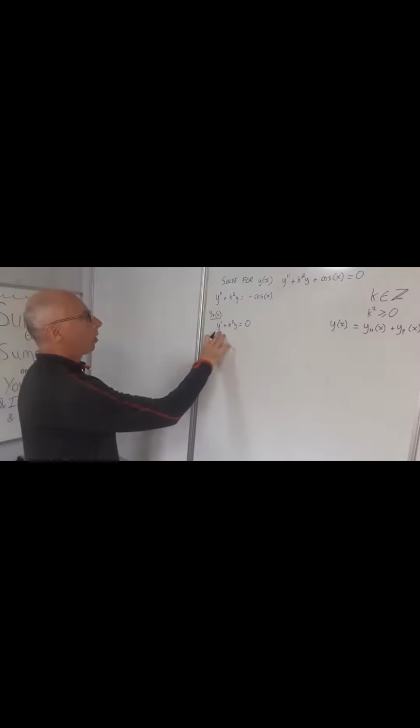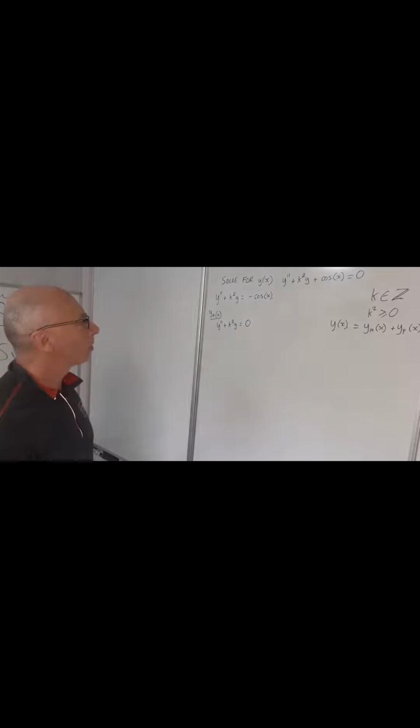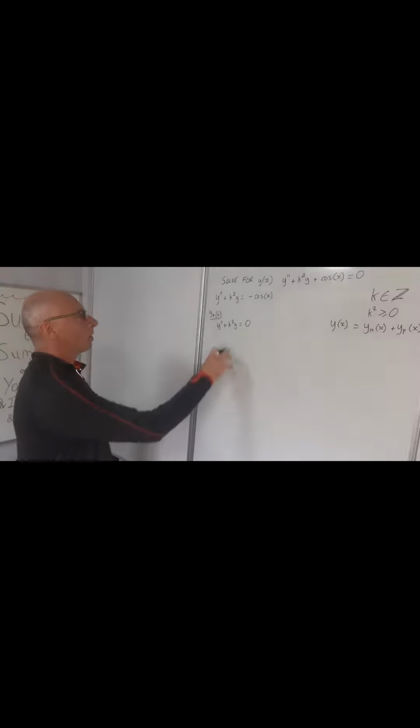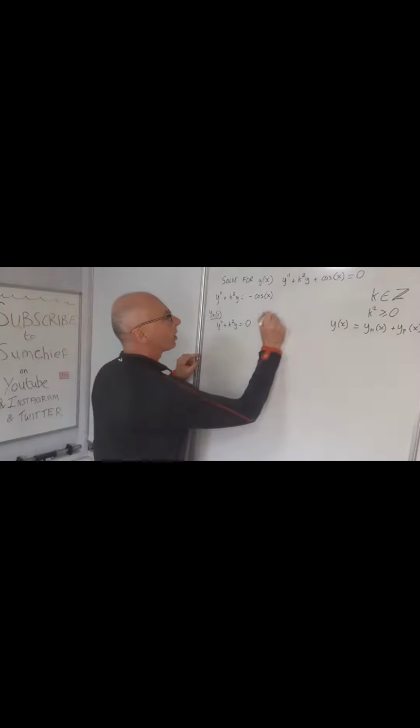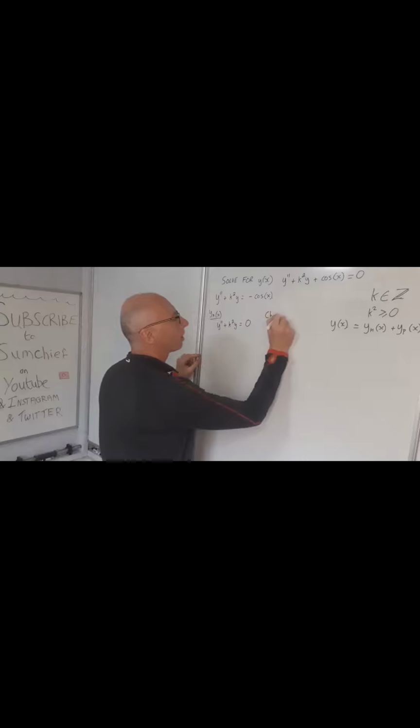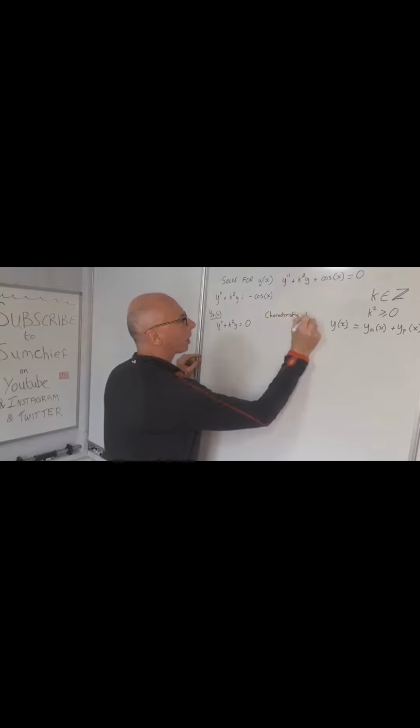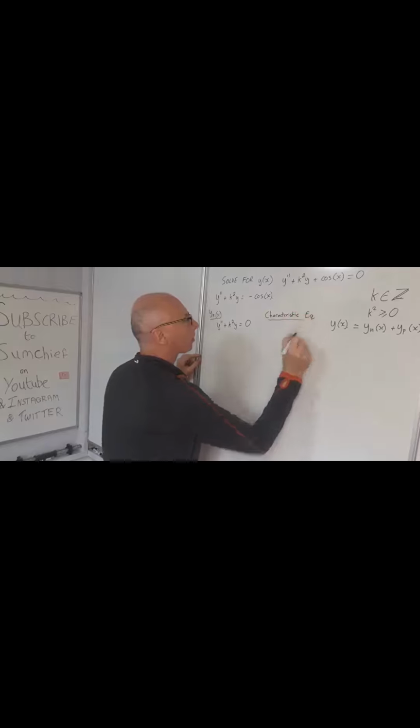So here we've got y double prime plus k squared y equals 0. Now separation of variables and integration is not going to give us the solution that we're going to need. So what we can do is use something called the characteristic equation. I'm just going to write EQ for short.